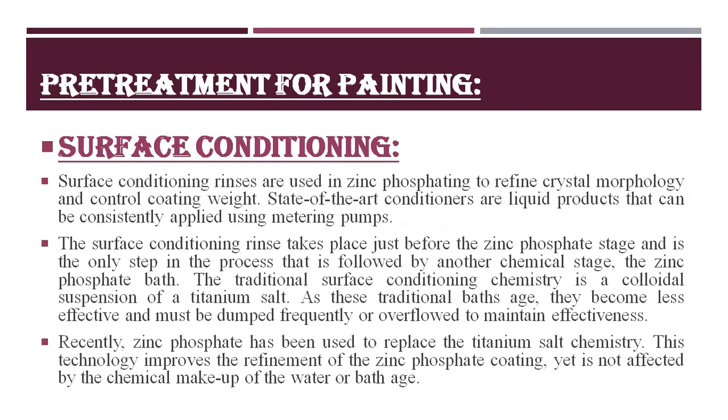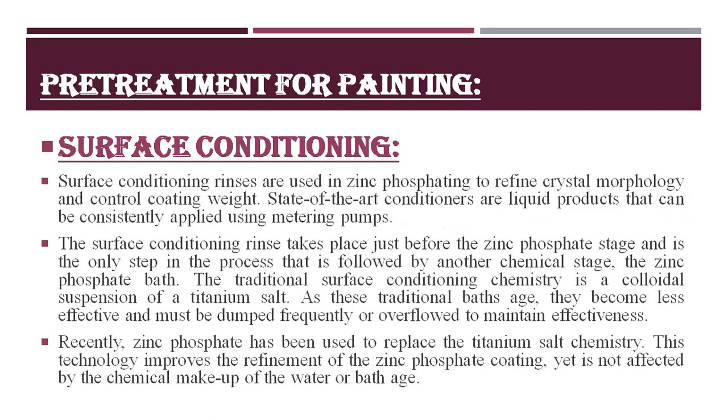The fourth pre-treatment is surface conditioning. Surface conditioning rinses are used in zinc phosphating to refine crystal morphology and control coating weight. State-of-the-art conditioners are liquid products that can be consistently applied using metering pumps. The surface conditioning rinse takes place just before the zinc phosphate stage and is the only step in the process that is followed by another chemical stage, the zinc phosphate bath.